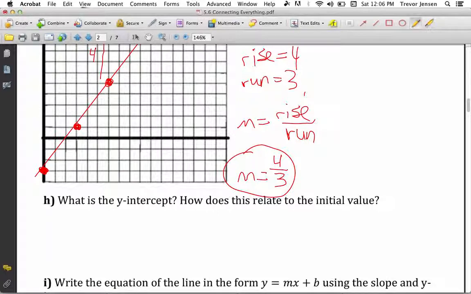Now, next part, what is the y-intercept? How does this relate to the initial value? So look at your graph. Where does the graph cross the y-axis? It crosses the y-axis right here at (0, -3). So what is the y-intercept? How does this relate to the initial value? Well, the y-intercept is the initial value. The initial value of our table of values is -3. The y-intercept of our graph is at -3, so they are the same.